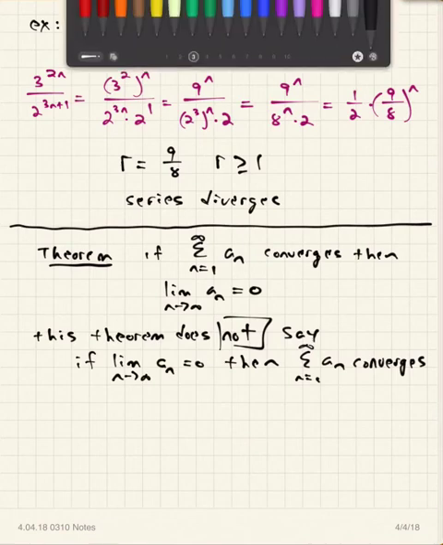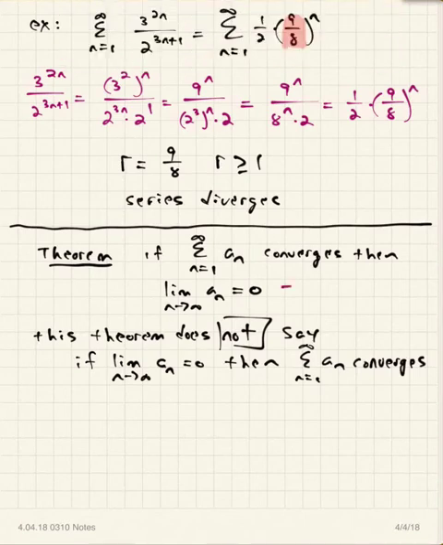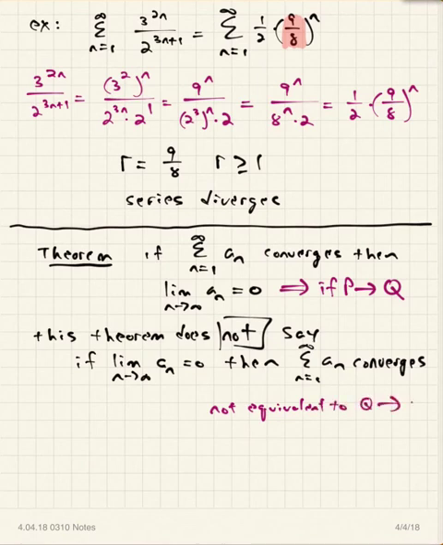This theorem over here is in a classic if P then Q form. If this statement P is true, then Q has to be true. If P then Q is not equivalent to if Q then P. Those are not equivalent statements. That's called the converse there, and those statements are not equivalent.